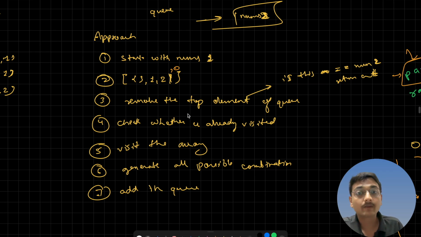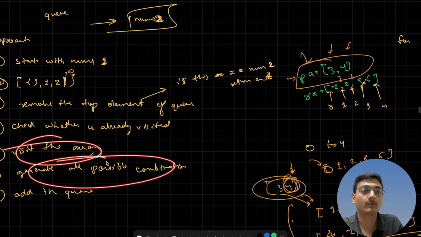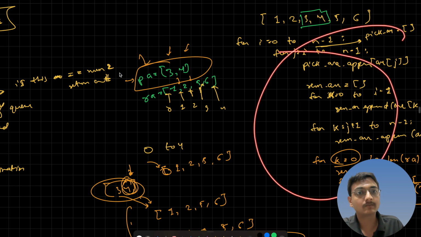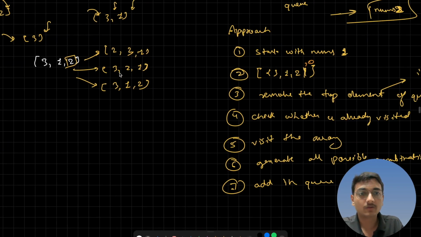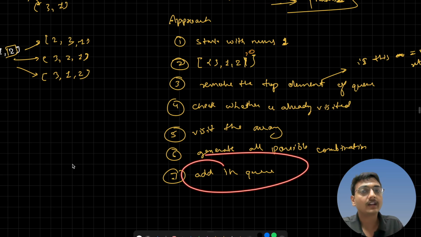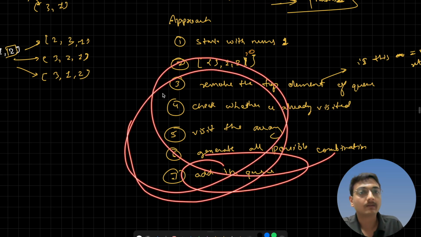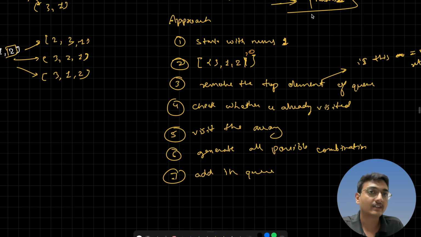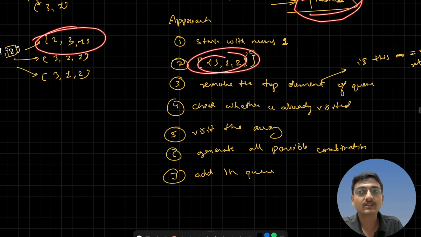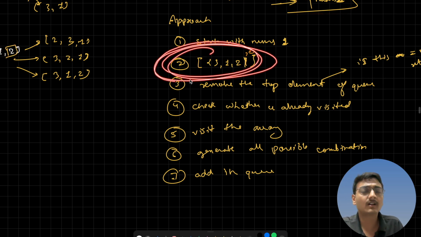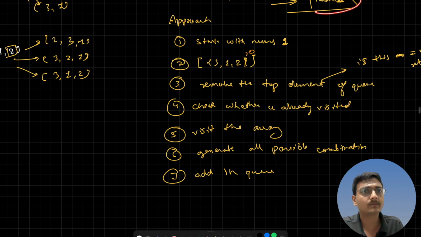Otherwise check if you have already visited. If you have already visited, no need to visit. Otherwise visit the array and generate all possible combinations. Once you have generated all these possible combinations, you can add them in the queue, simple, and repeat this process. One day you will definitely get this nums2, because nums2 is just a rearrangement of this array, right?